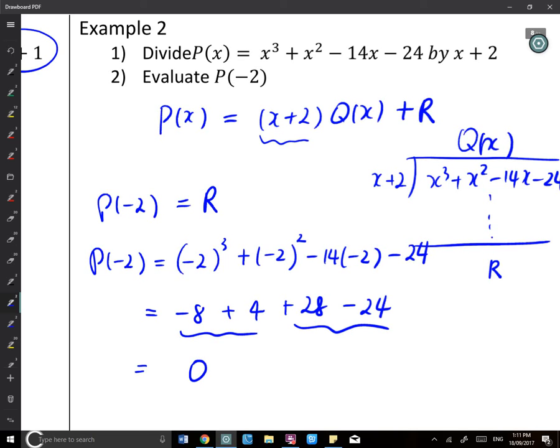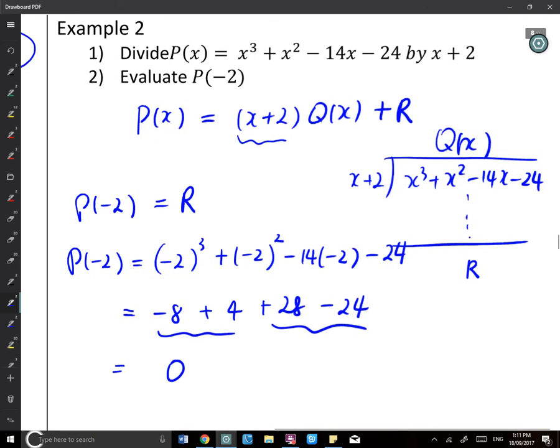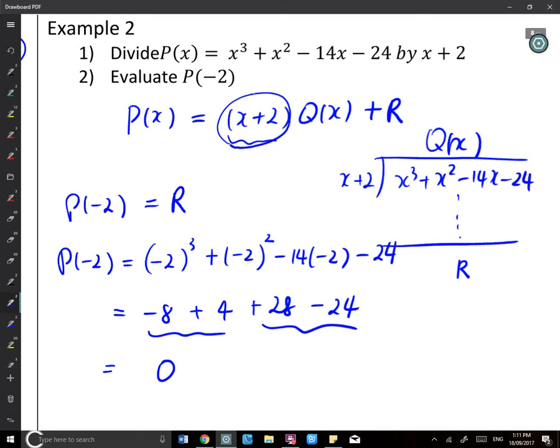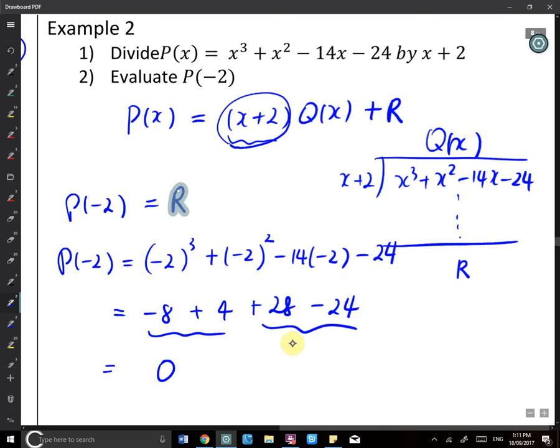Yes? If you sub negative 2 into that term, it becomes 0, and the Q(x) is gone. Why did Q(x) disappear? It's basically 0 times Q(x) plus R, and it's just equal to R.